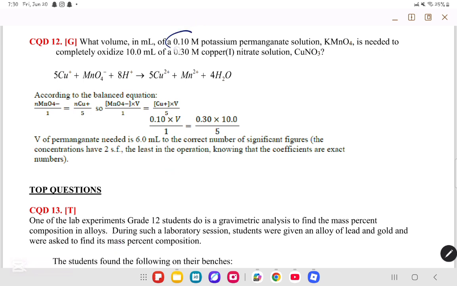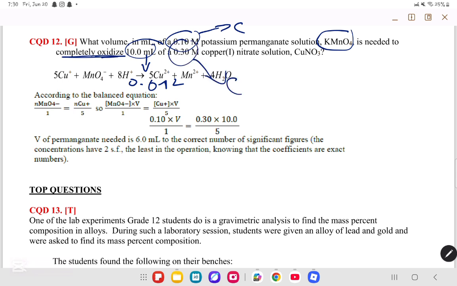What volume in milliliters of a 0.10 molarity, this is the concentration, of potassium permanganate is needed to completely oxidize 10 milliliters? This is the volume. Change it into liters by dividing by 1,000. So that's going to be 0.01 liters of 0.30 molarity. This is the concentration of CuNO3. And they gave us the equation.